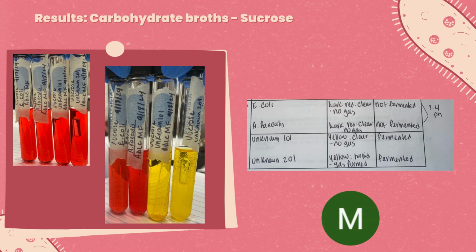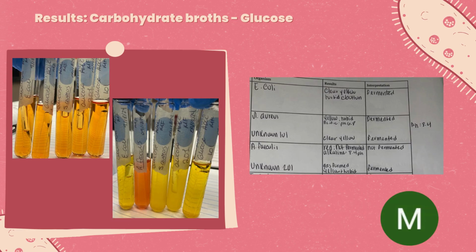For the sucrose broth test, we saw how E. coli and A. faecalis have a red broth, which means that these bacteria do not ferment sucrose. Unknown 101 has yellow broth and there's no gas present, which means that there's fermentation but no production of gas. On the other hand, unknown 201 has gas present and the broth is yellow, which means that this bacteria is able to ferment sucrose and create gas out of it.